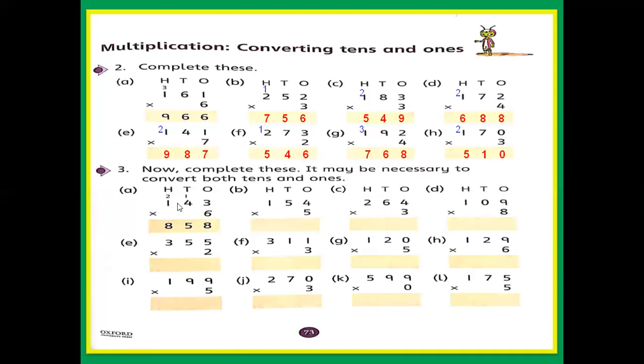So A part, 143 multiply 6. So 6 threes are, read the table of 6. 6 twos are 12, 6 threes are 18. So write 8 here and 1 will go to add into tens. 6 fours are 24 plus 1, 25. So write 5 here and 2 again will convert into 100, and 6 ones are 6 plus 2, 8. Okay, so it means first we convert ones into tens and then tens into 100.